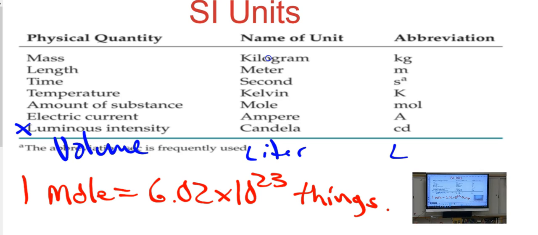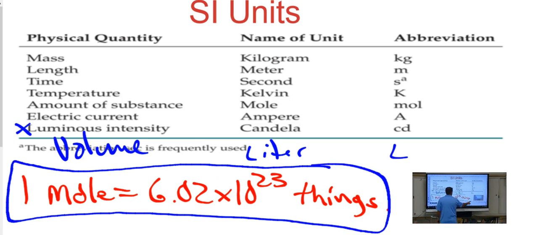We have a mole. A mole is one of the weirdest units that we have in chemistry. It just measures stuff, or numbers of things, or an amount of substance. This is the definition of a mole. 1 mole is equal to 6.02 times 10 to the 23rd whatevers. It could be atoms, that's typically what we're talking about, or molecules.